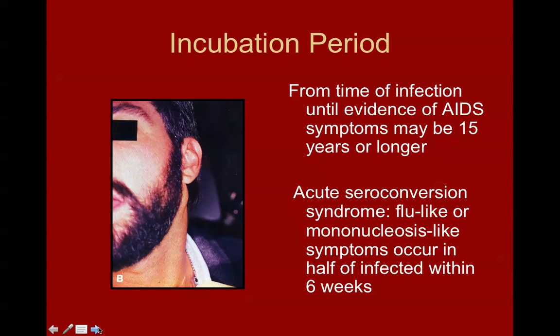Okay, as far as symptoms go, from the time of infection until evidence of AIDS symptoms, it may be 15 years or longer, so this can have a really long incubation period. And the acute seroconversion syndrome, as listed in Wilkins, is a series of symptoms that are flu-like or mononucleosis-like, and they appear in half of the infected within 6 weeks. You can see here this guy's got a really big lymph node.